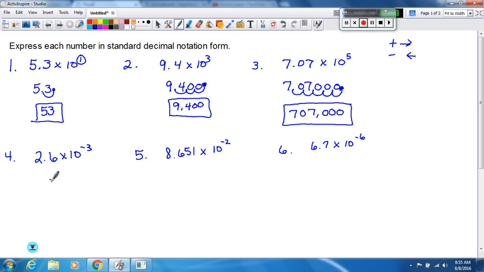We have 2.6 here. Now this is a negative exponent. Negative exponents move to the left. So I'm going to move to the left 3. 1, 2, 3. That's my new decimal. We have 2 wholes. Now, since you have a decimal in front of your numbers, it's going to be a decimal answer. You need to put a 0 in front of the decimal. So 0.0026.